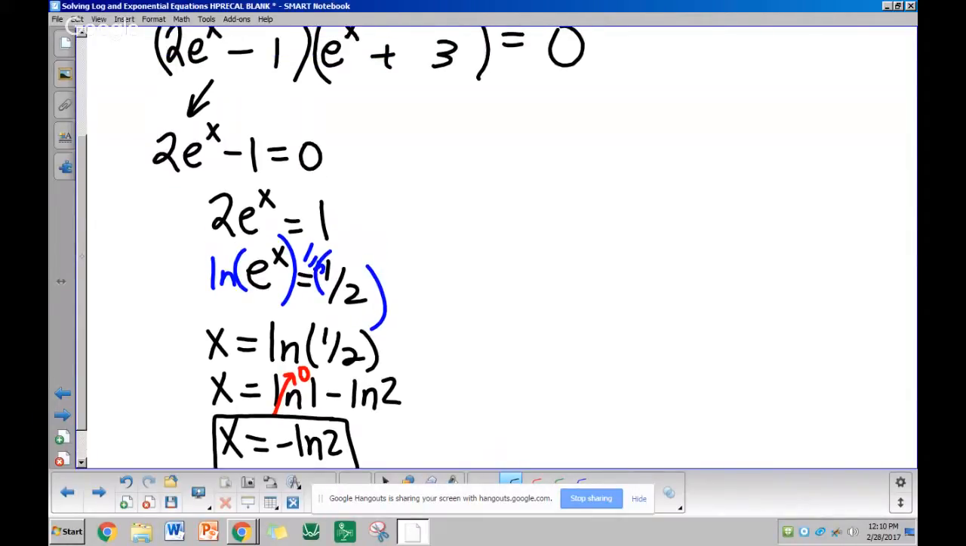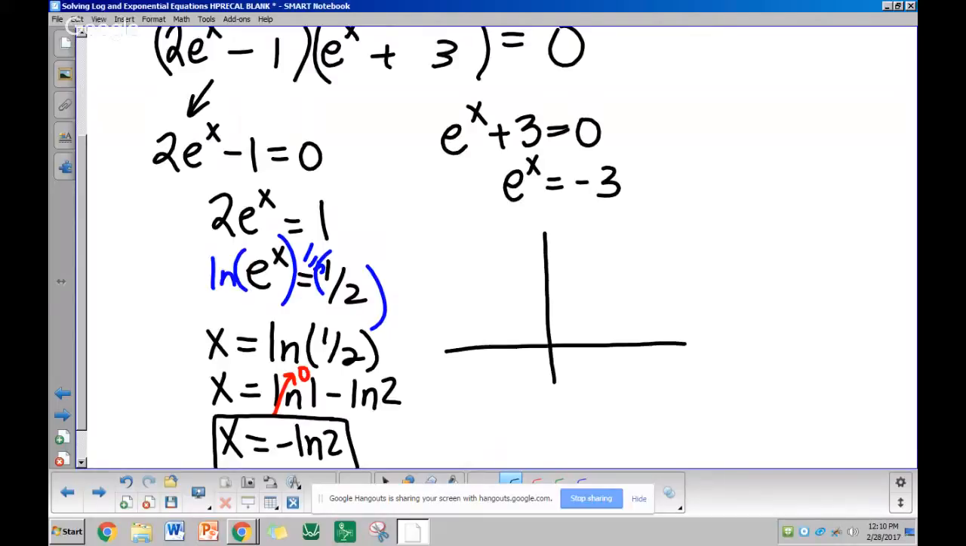We get e to the x plus 3 equals 0. E to the x equals negative 3. You can't take the natural log of a negative. What happens here? E to the x looks like this. Negative 3 is way down here. Do they ever intersect? No, and if you wanted to algebraically prove it to yourself, can you take the natural log of the negative number? And the answer is no. So this is no solution on this side.